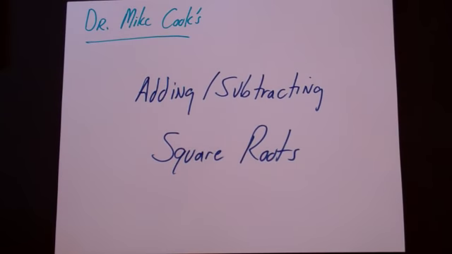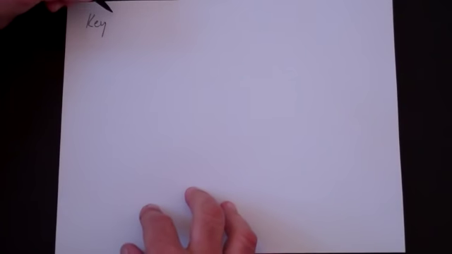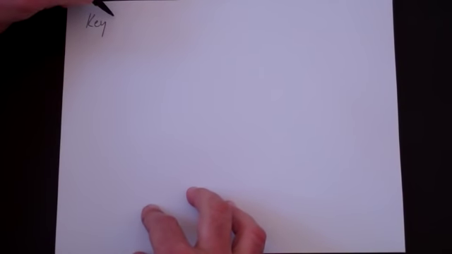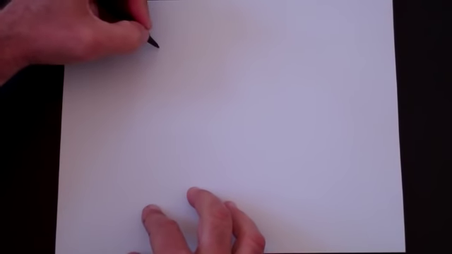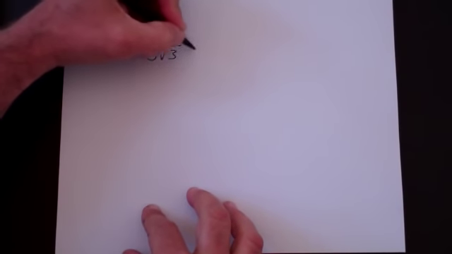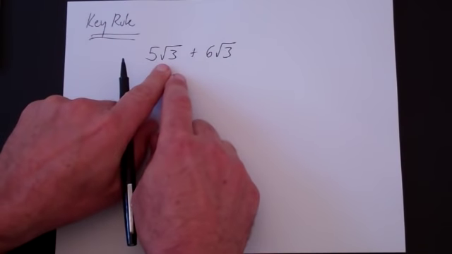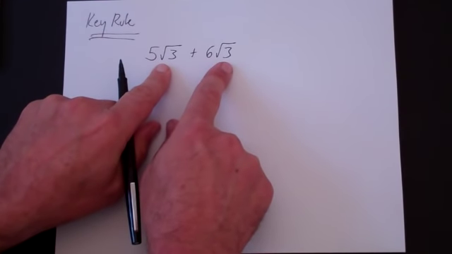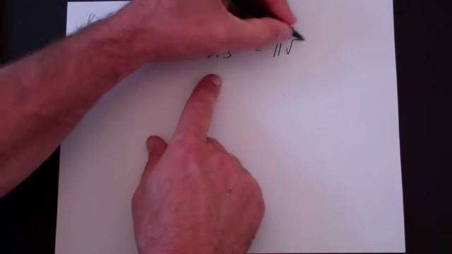Now let's look at adding and subtracting square roots. And the key rule with adding and subtracting square roots is you can only add them if what's underneath the square root sign is the same. So the easiest way to see that is 5 square root of 3 plus 6 square root of 3. Let's look at this. We have square root of 3 and square root of 3. What's under the square root is exactly the same, so we'll be able to add those. And that's 11 square root of 3.